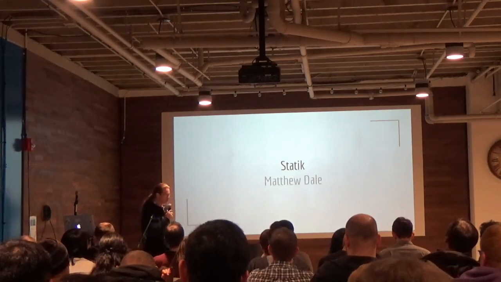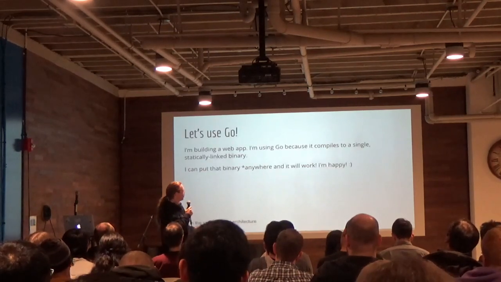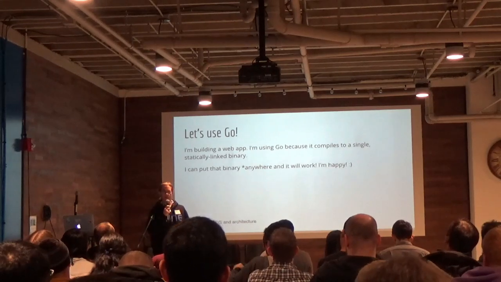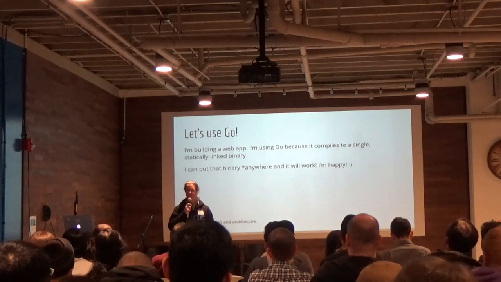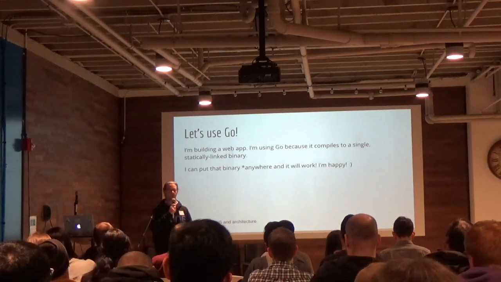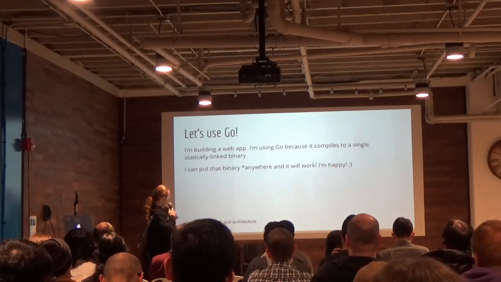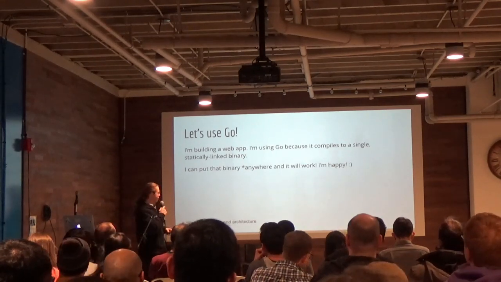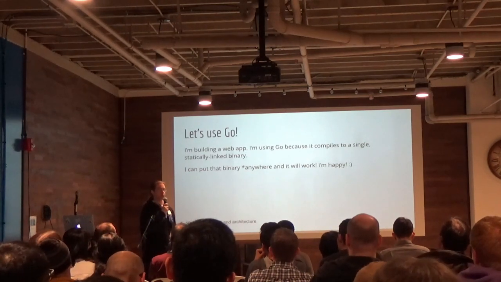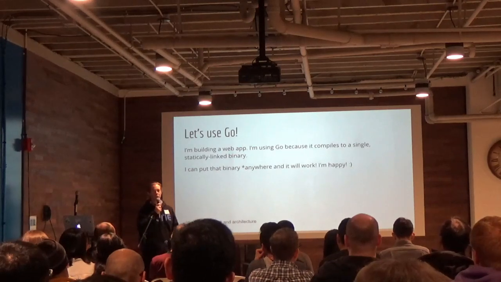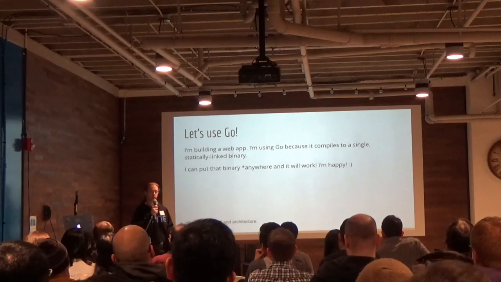Okay, so I'm going to talk to you about a library called Statik. Let's say you're building a web application and you decide to use Go, because one of the guarantees that Go gives you is that you can build a single statically linked binary that you can put anywhere, with a little asterisk being the same OS and architecture. But really, assuming you don't jump across a lot of operating systems and architectures all the time, or if you are familiar with the cross-compilation features, that's not a serious limitation.